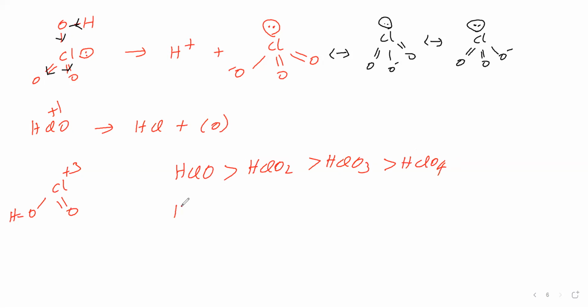Now we will take HClO4, HBrO4, HIO4. How will the oxidizing strength be here? That we will see. Oxidizing strength will be high for HClO4, then HBrO4, which is greater than HIO4. So oxidizing strength is like this here. Why is Cl more oxidizing than Br? Because electronegativity of Cl is more than Br.